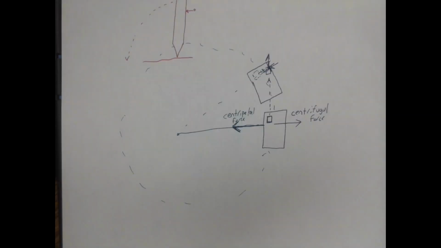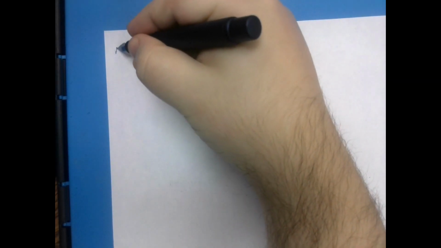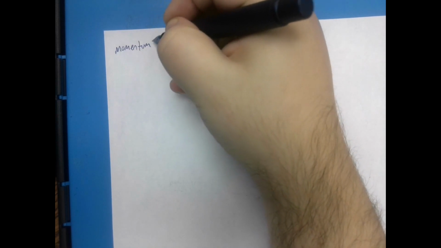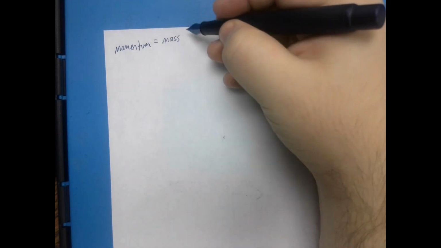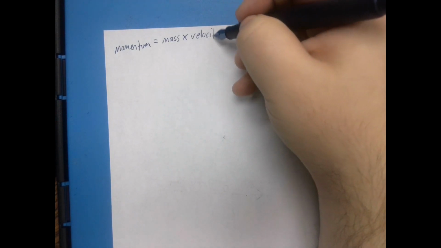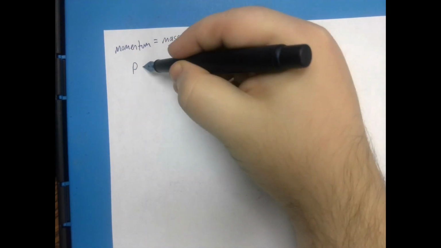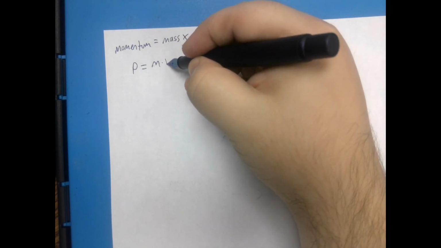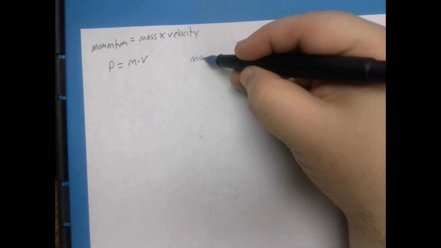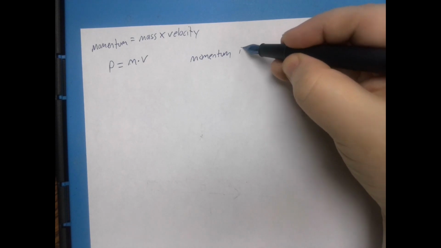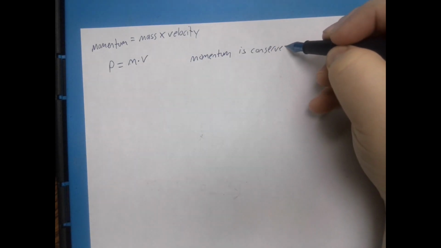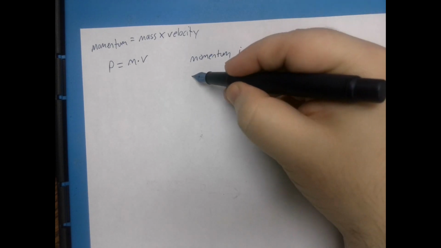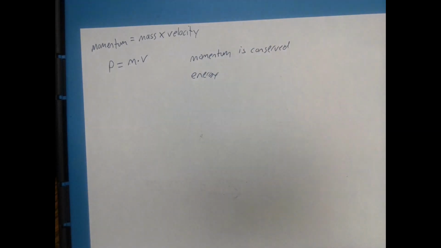What you should know for now though is momentum is equal to mass times velocity. Momentum uses the letter P, m times v. Another thing is momentum is conserved, just in the same sense as energy. So energy can't be created or destroyed. Momentum can't be created or destroyed.